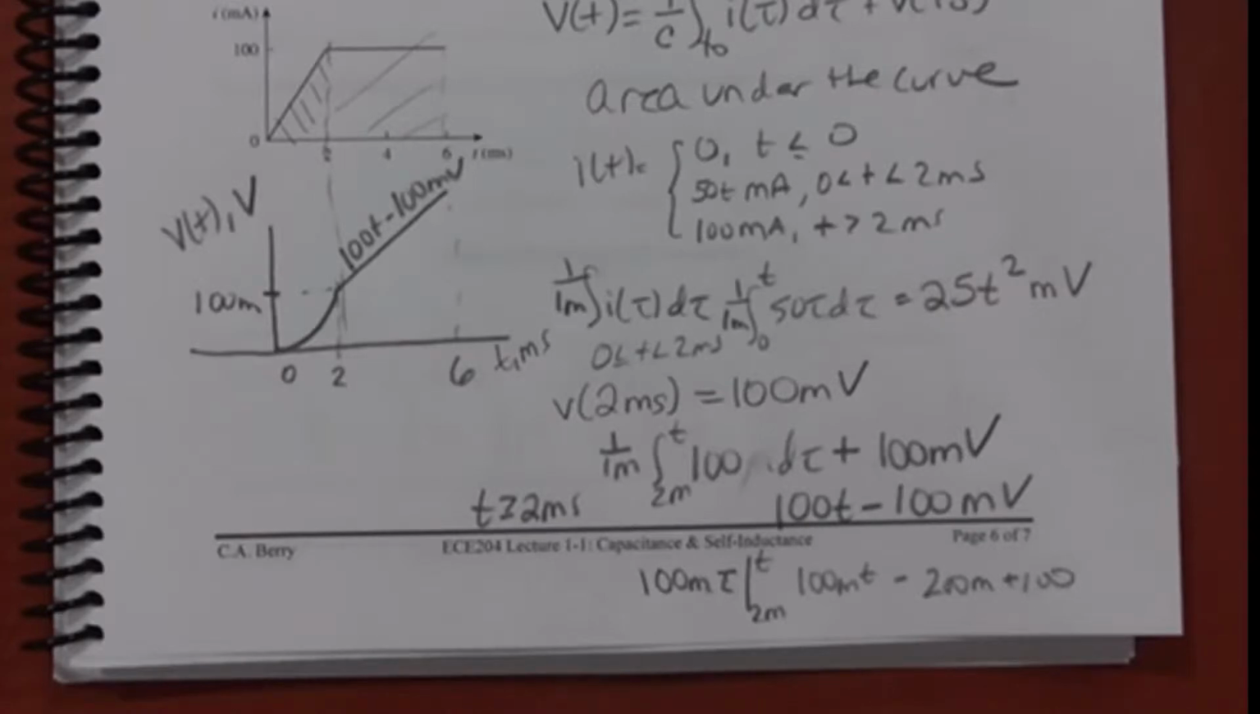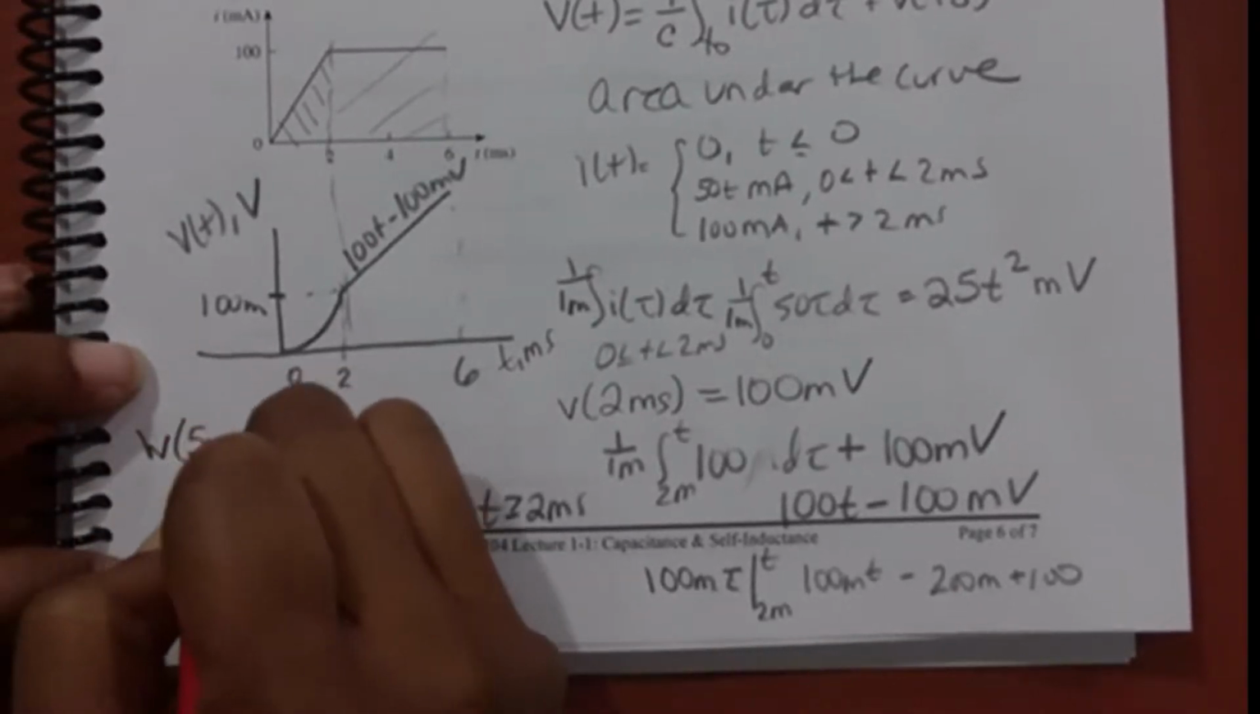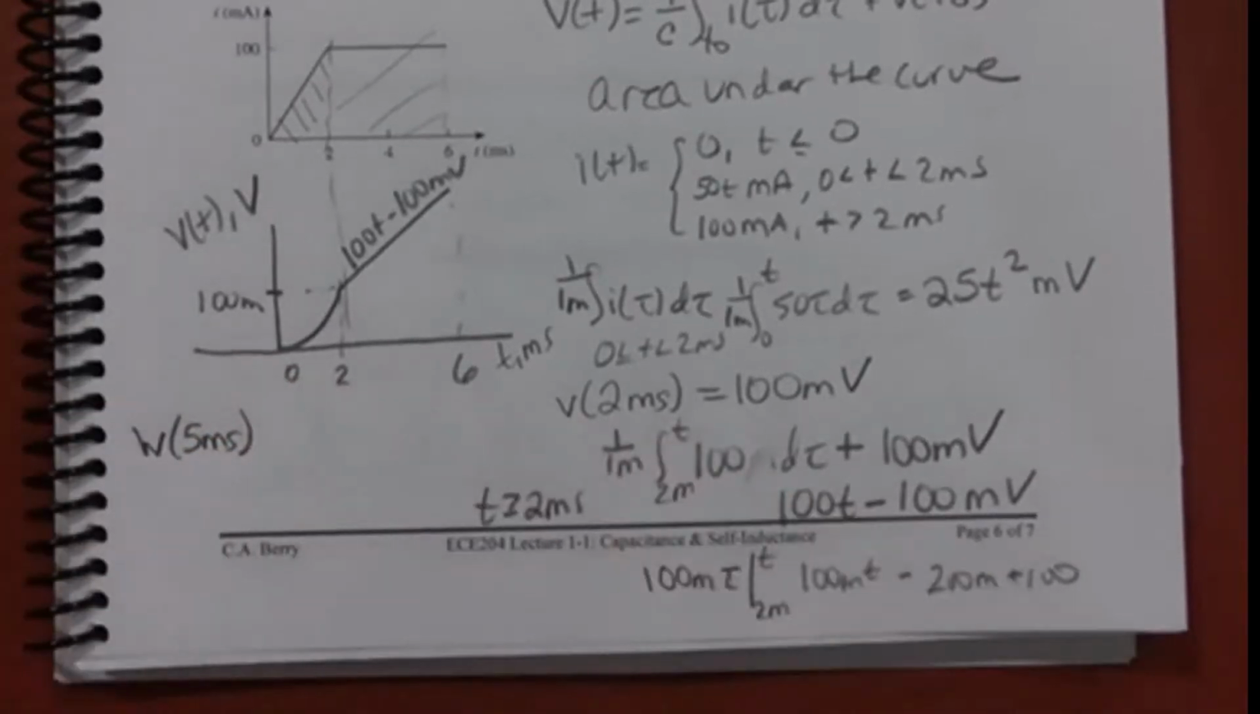Okay, I want to do one more thing and then we're moving on from this problem. But are there any questions about what we have so far? I want to know what the energy is at 5 milliseconds. I want to find the energy in the capacitor at 5 milliseconds. How could I find the energy in the capacitor at 5 milliseconds?